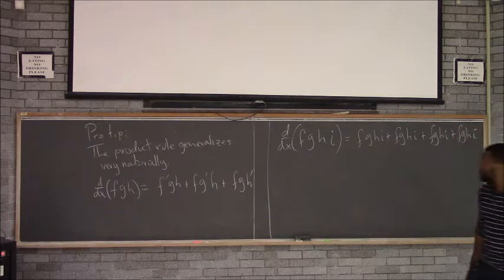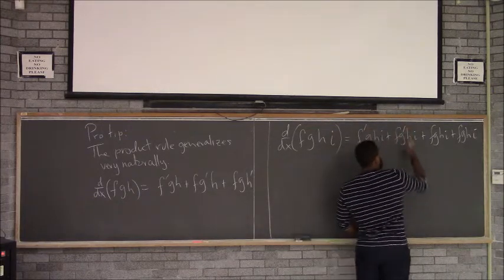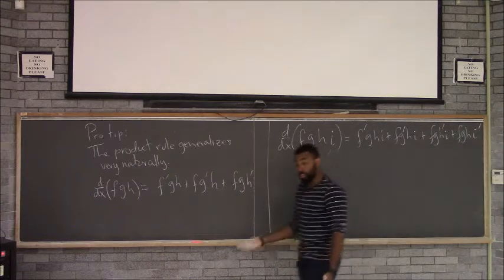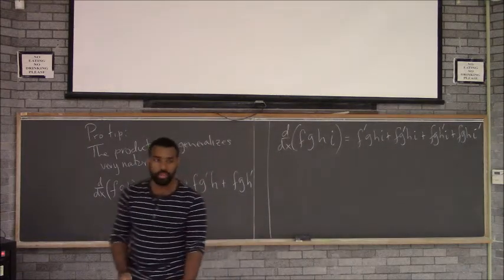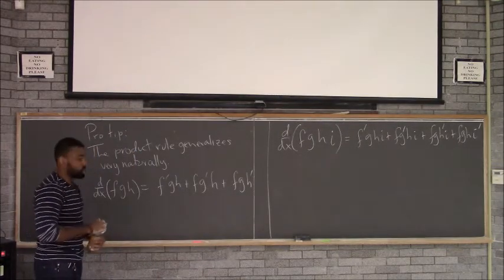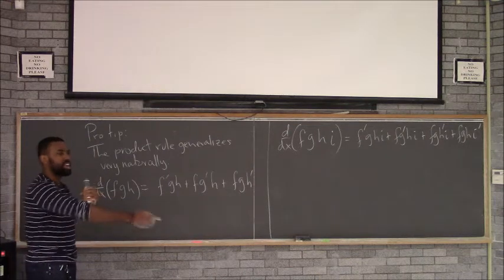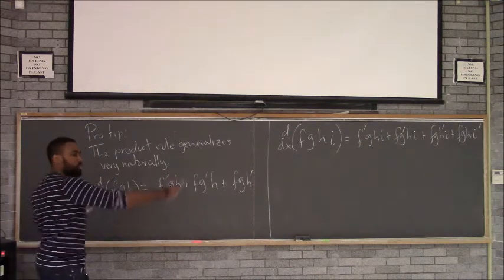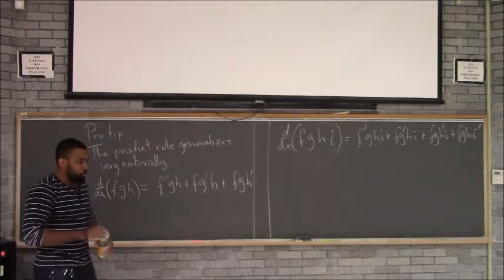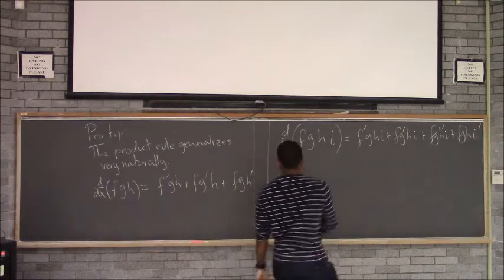And in each factor, in each term, a different function gets to be the derivative. So the product rule actually generalizes very naturally, very nice. Once you know how to do the product rule for 2 functions, the product rule for n functions is pretty easy. You can have n terms where one function gets to be the derivative at a time. So that's cool.